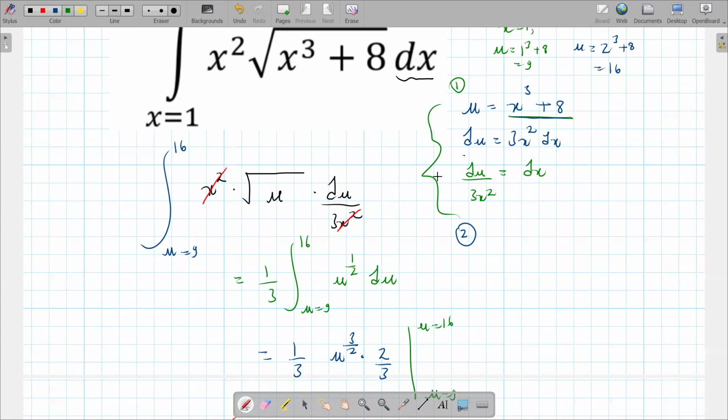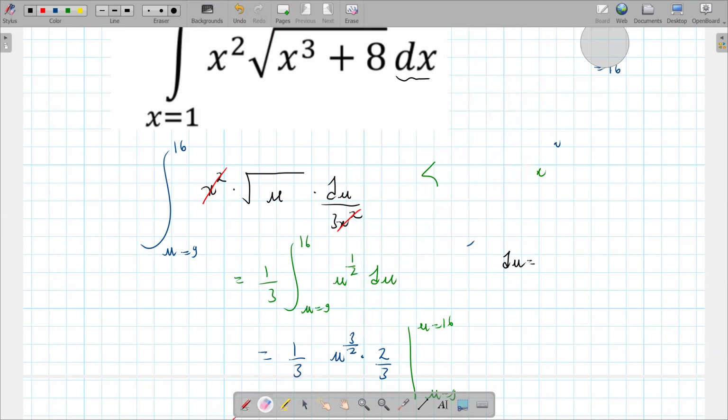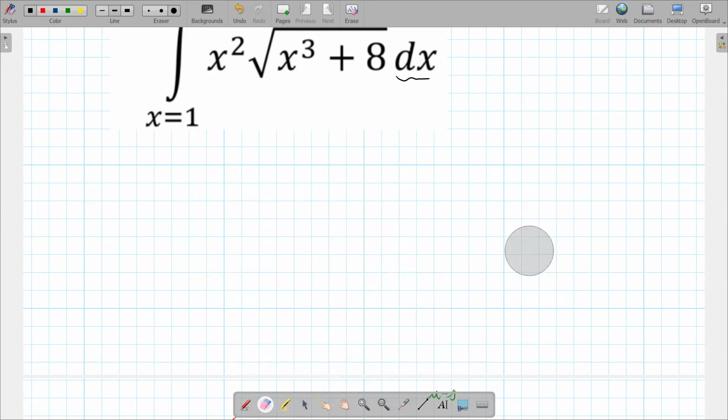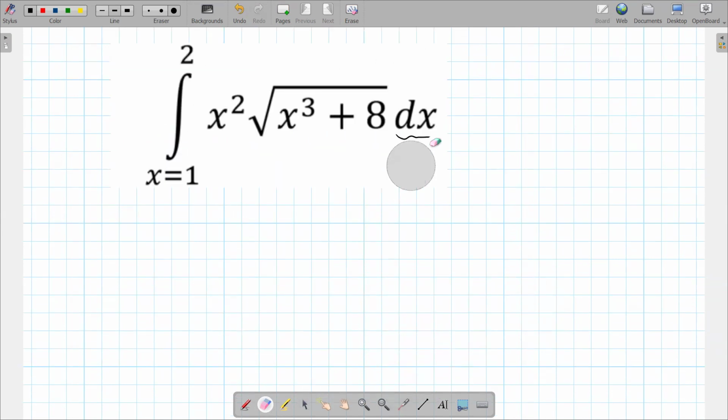Because if you do it the other way around, I think you're going to be stuck. Let's say you messed it up. You know what? Let's say you're like, hey, I'm not going to pick the inner part. I'm going to pick the outer part as my u. Let's see what would have happened there. So let's say u is x squared. Then du would be 2x times dx. So dx would be du over 2x.